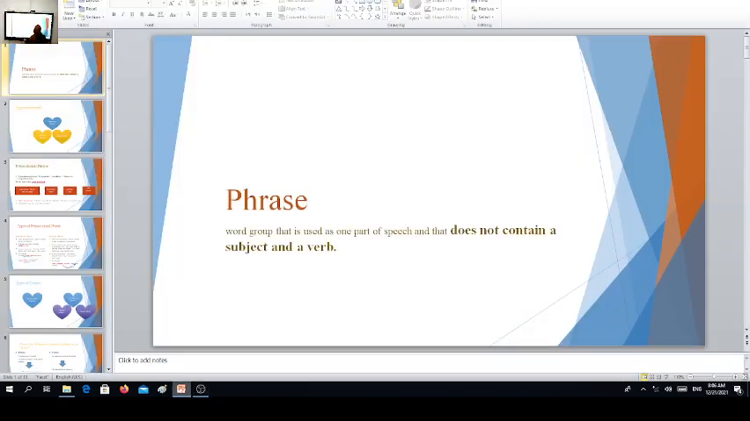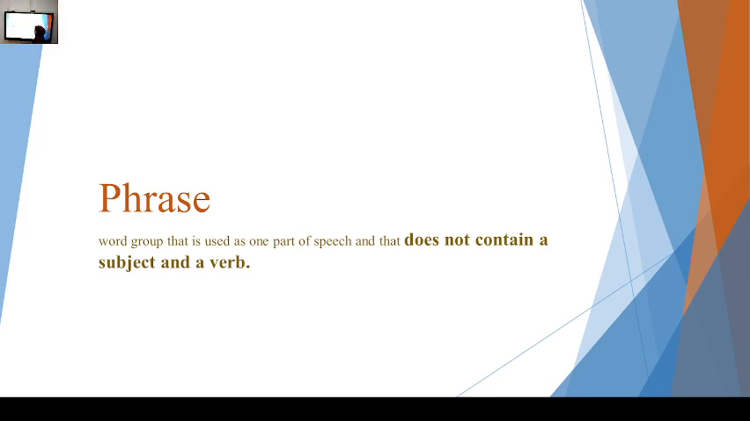Good morning, grade 7. So today we will start with the first chapter for this semester, which is the phrase. A phrase is a word group that is used as one part of a speech and that doesn't contain a subject and a verb. So you need to know that when we say a phrase, that means that we don't have a subject and a verb combination, okay?